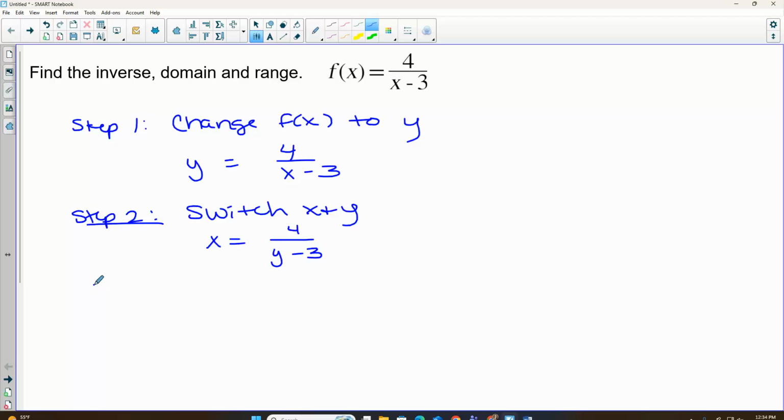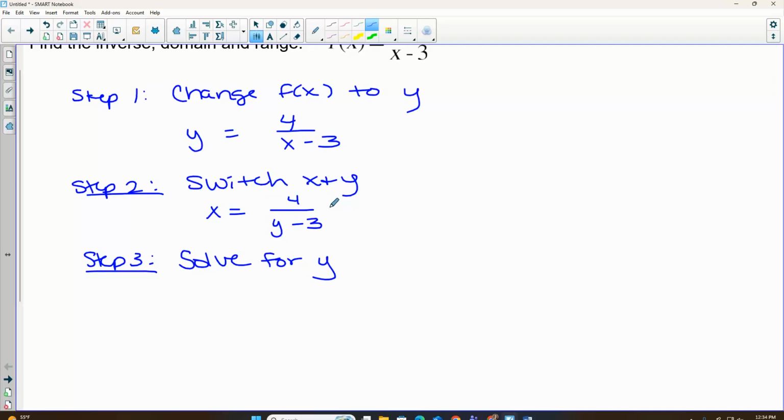Then what do we do? We have to solve for y. So I would multiply to get rid of my fraction. So if I multiply over my y minus 3, I get xy minus 3x equals 4. We're trying to get y by itself, so we can add over the 3x, divide by x, so y is 4 plus 3x over x.